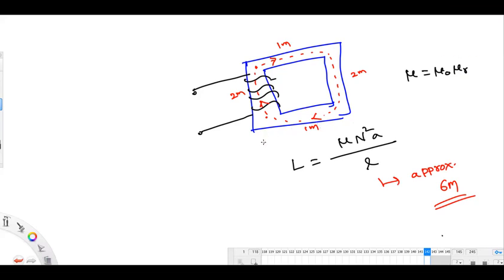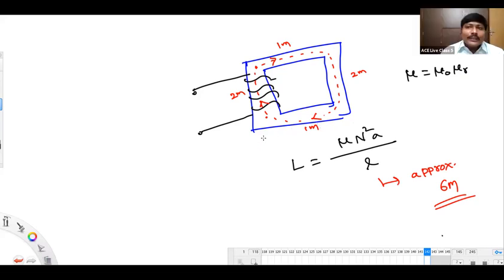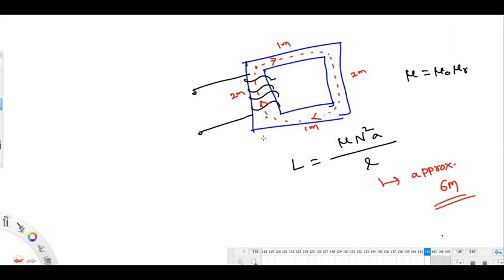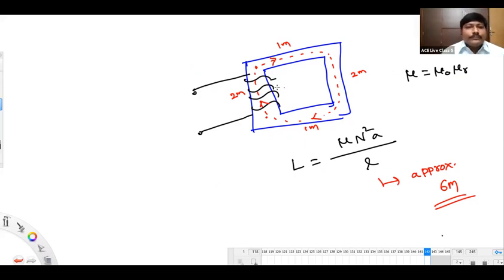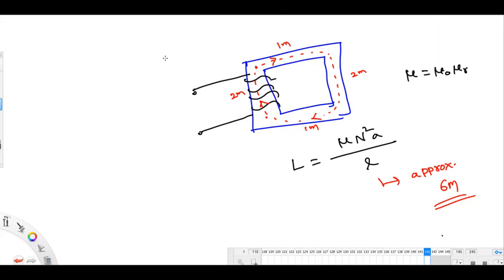Thank you, sir. Then how is that L related with our conductor system? GMD. Okay. Any other doubt you have? No, sir.